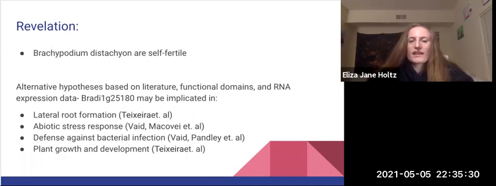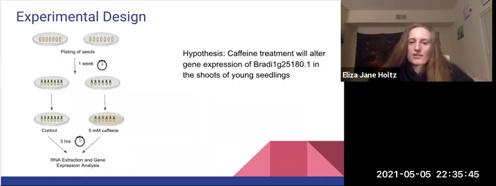To design our experiment, we searched for some more possible functions for G-type LEC-RLKs, and there were a lot. Here's just a couple of examples out of dozens. We wanted to see if our gene was involved in abiotic stress response in plant growth and development. So our experiment measured differential expression of our gene in the presence of an abiotic stressor that would stunt plant growth, caffeine. We studied expression in young seedlings.